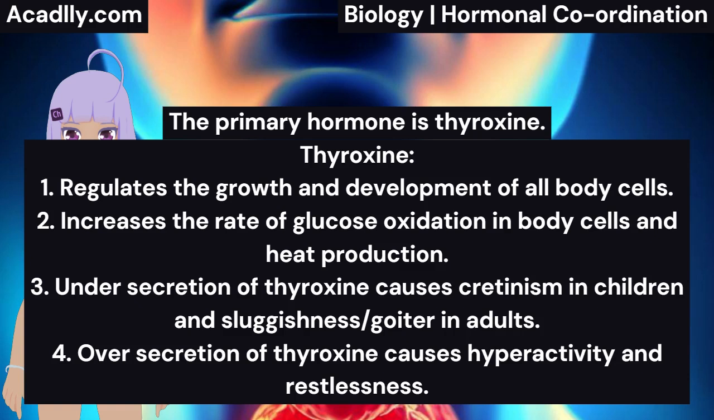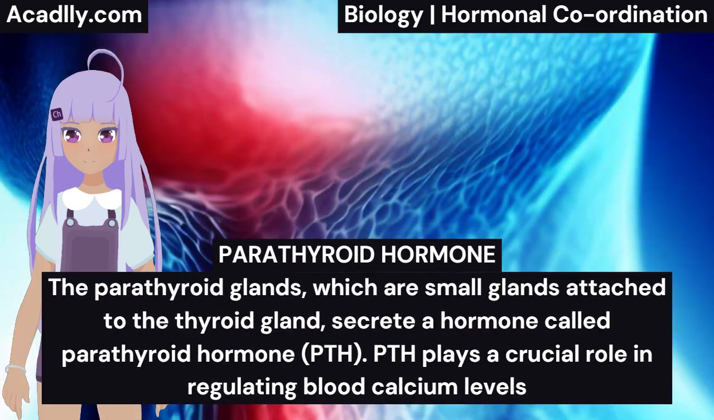3. Undersecretion of thyroxine causes cretinism in children and sluggishness and goiter in adults. 4. Oversecretion of thyroxine causes hyperactivity and restlessness. Parathyroid hormone. The parathyroid glands, which are small glands attached to the thyroid gland, secrete a hormone called parathyroid hormone, PTH. PTH plays a crucial role in regulating blood calcium levels.